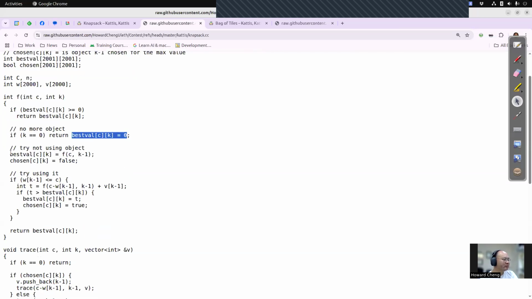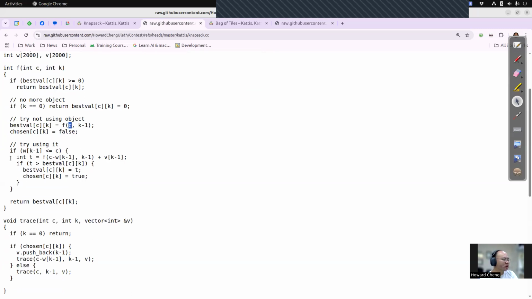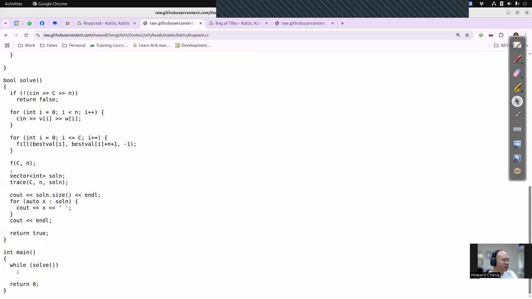Yeah, don't pick anything. Otherwise, either you decide not to choose one, so you recurse on a smaller number of items but the same capacity, or you try using it if the item fits. So the recursive value is the recursive value plus the chosen item. And if this is better than the value already computed by not using it, then I set the best value to this one, and also remember that chosen is true.